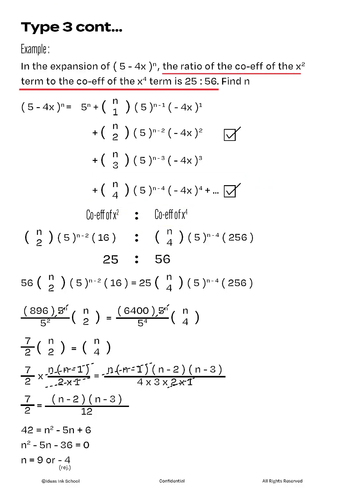So if you look at the clue given by the question, it says that the ratio between the x squared and the x to the power 4 term is 25:56. I've put it down nicely in the notes, so you can do a comparison. That means the x squared coefficient has 25 units, while the x to the power 4 coefficient is worth 56 units. So in order to make these two values the same, we are going to take the coefficient of the x squared term and multiply by 56, and take the coefficient of the x to the power 4 term and multiply by 25.